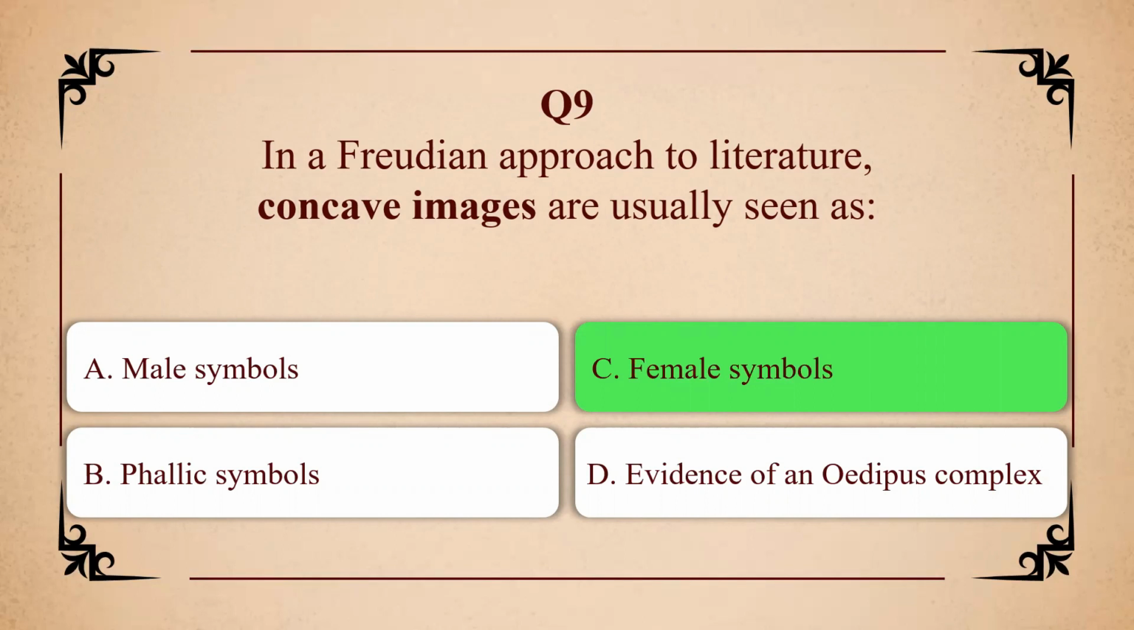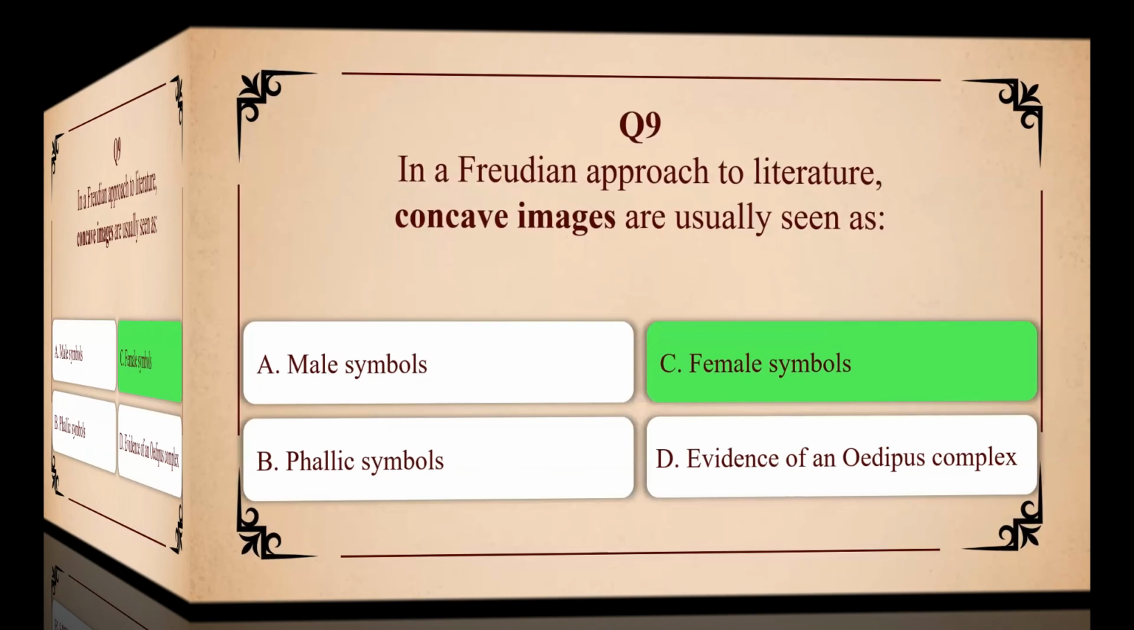Such images include ponds, cups, and caves. Phallic symbols are any objects that resemble or might be taken as a representation of males' generative powers, such as a cigar, pencil, tree, skyscraper, snake, or hammer. Oedipus complex is an unconscious infatuation of a boy toward his mother, and he sees his father as a rival.